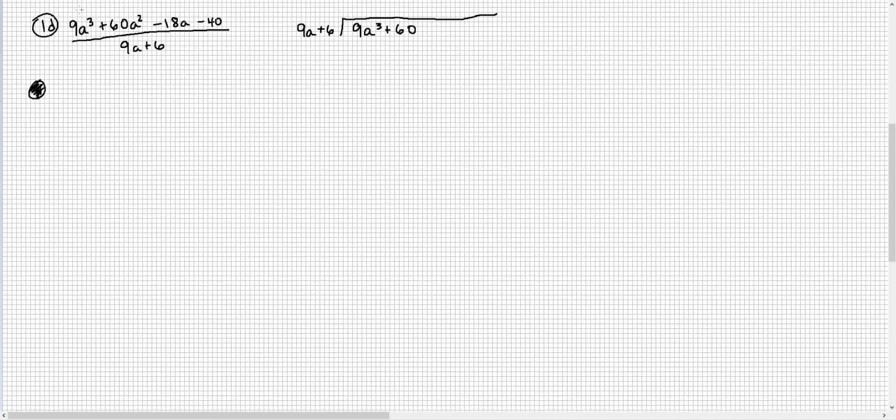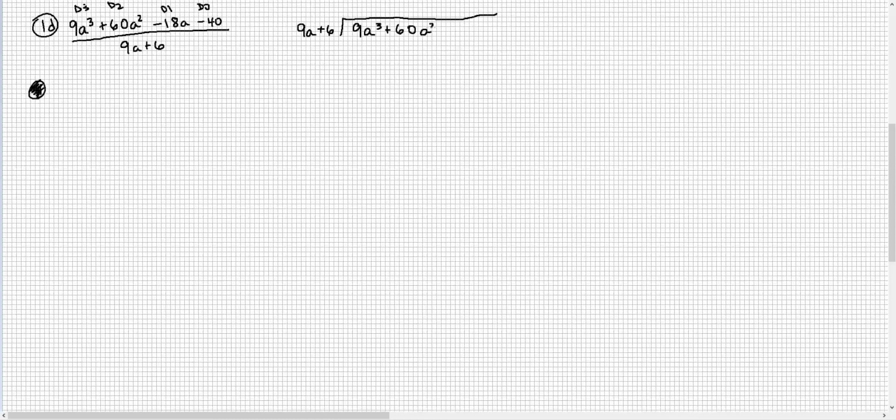All right. Now for 1D. When you look at this problem, the first thing you need to notice is that your leading coefficient is not a 1. So then this one is best solved by long division. So then you have 9a plus 6. And your dividend is... Of course, you have to check that you have all your degrees. And this one is degree 3, degree 2, degree 1, degree 0. All right, so they're all present, so we don't have to put placeholders.